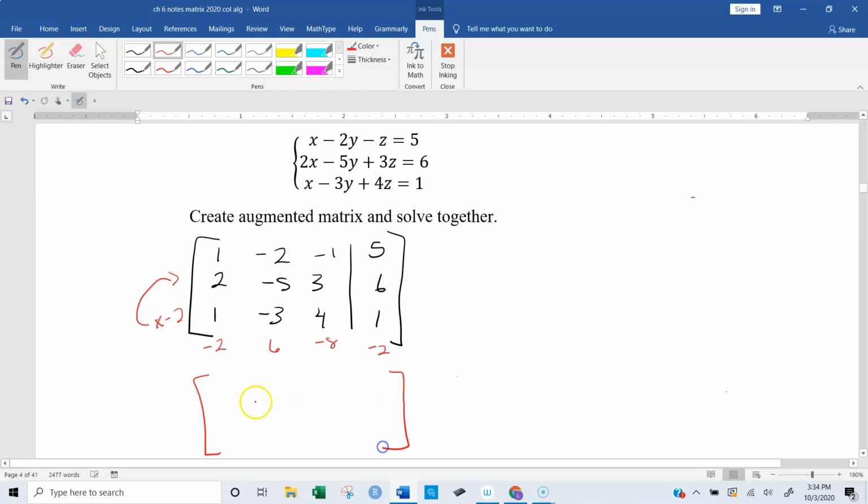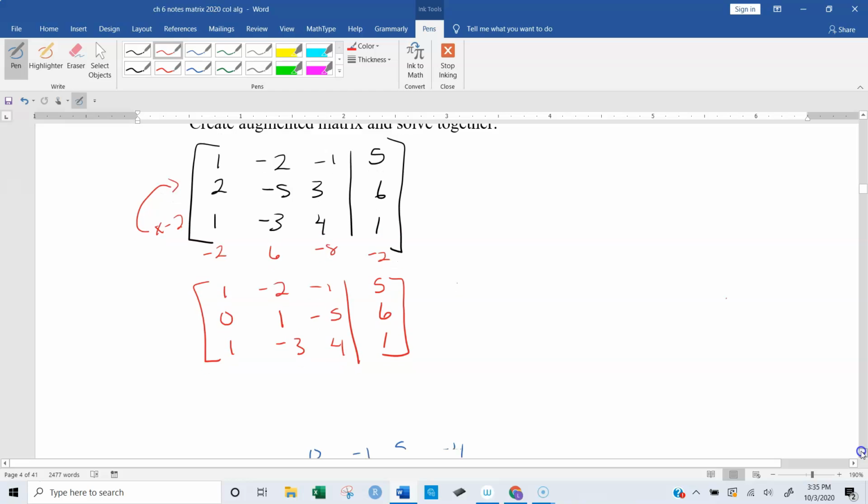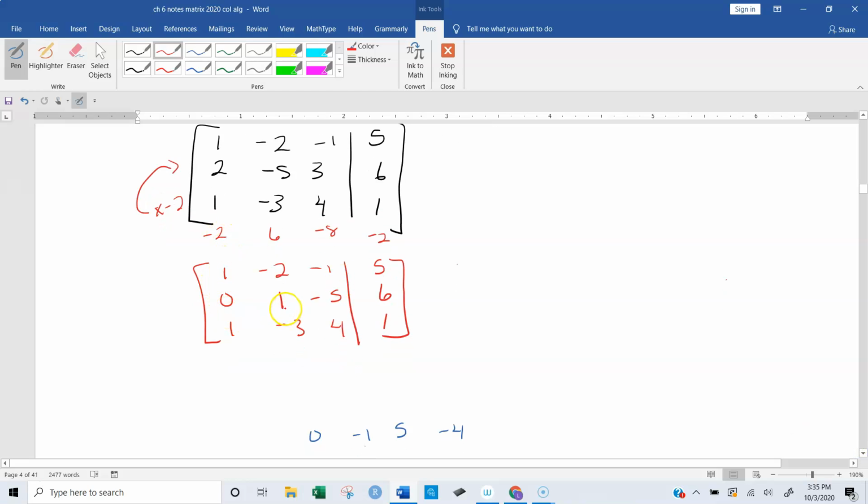Remember your first row does not change. 1, -2, -1, 5. -2 and 2 is 0. 6 and -5 is 1. -8 and 3 is -5. -2 and 6 is 4. Bottom row does not change. Okay. Now we're doing fairly well here. We've got our 1, our 0, and our 1. So 2 of them changed that time for me, which was nice.